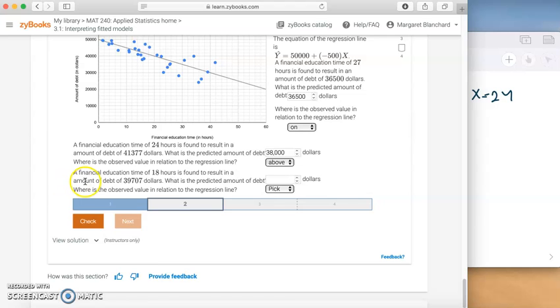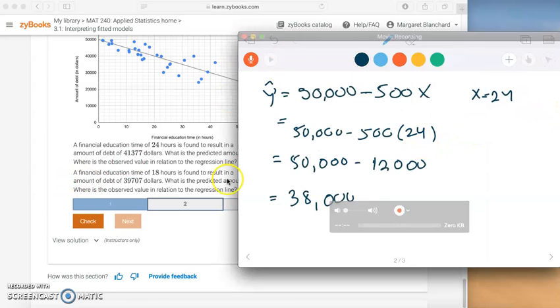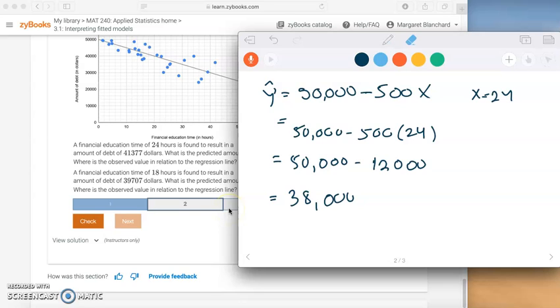A financial education time of 18 hours is found to result in an amount of debt of 39,707. What is the predicted amount? Again, we're going to come back over here. We'll just erase some of this again. What did it say? 18? Yeah, 18 hours.